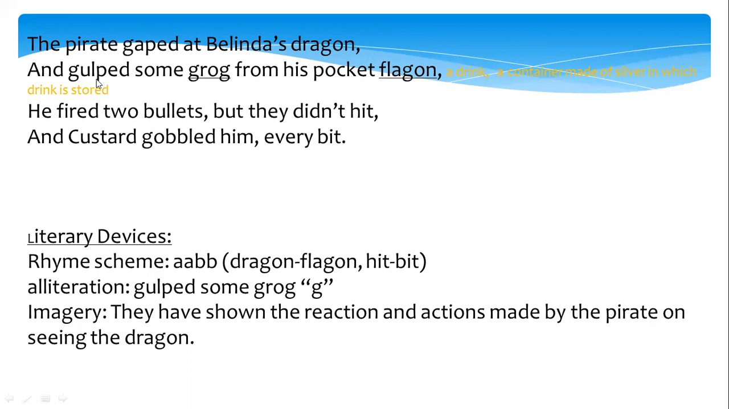Gulped means here he swallowed. So the pirate drank some wine from the flagon to gather his courage to fight with the dragon. So to gather some strength, he drank some alcohol from a container in his pocket. After gathering some courage, he fired 2 bullets on the dragon, but missed it. Custard the dragon ate every bit of this fierce looking pirate, and Custard gobbled him.